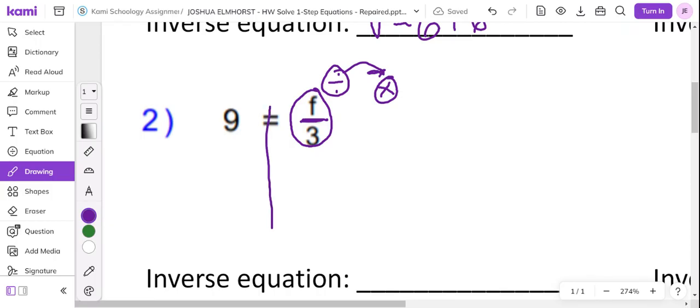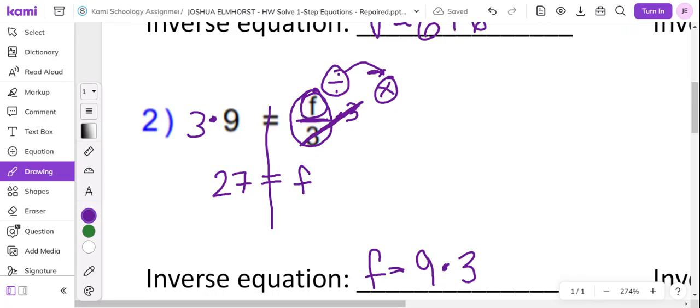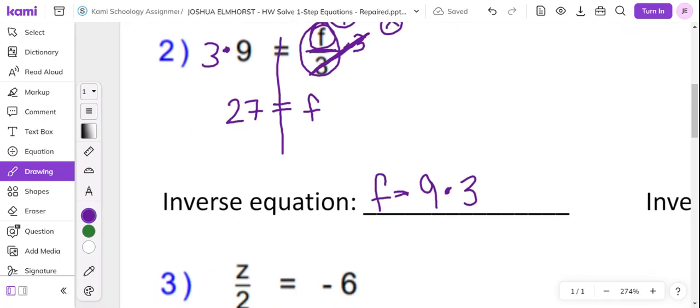Okay, so we're going to separate the left side and right side, and then whatever we do on the side with the variable, we're going to do the equal thing on the other side of the equal sign. So divide by 3 and times 3 is going to cancel. Now we have the variable f by itself, 1f, and then 3 times 9 is 27. So the inverse equation that we used to solve was f is equal to 9 times 3. We did the opposite of dividing by 3.